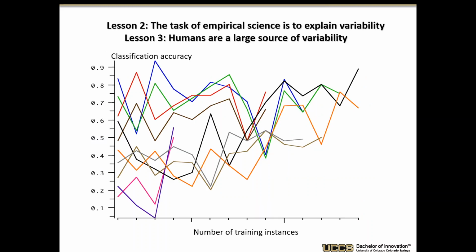Okay, so if I were to then go through the system and look at this, right, and I look at the accuracy, so these are sort of combining the two lessons, 2 and 3. The empirical science goal is to explain variability. Humans are a large source of variability. So if I looked at different algorithms, and the different algorithms have different colors here, and look at the classification accuracy as I change the number of training instances. Okay, if you'd like to believe that as I gave you more instances, your accuracy would go up, and it sort of heads up a little bit, but these are all over the place.